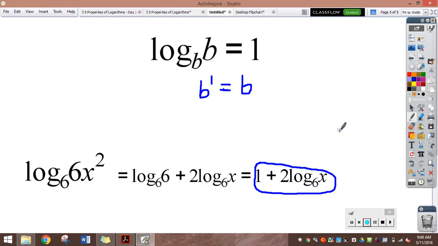So those are the 3 properties of logarithms we're going to work with in this class. And I hope this video helped you catch up.